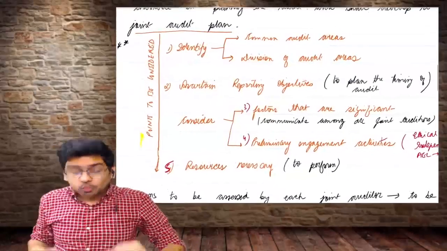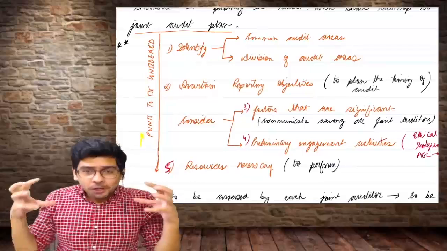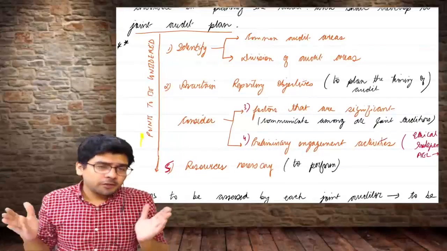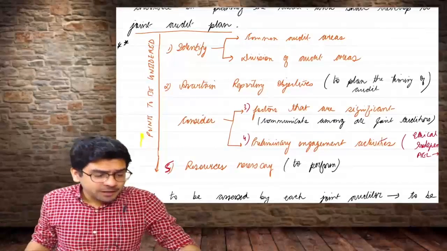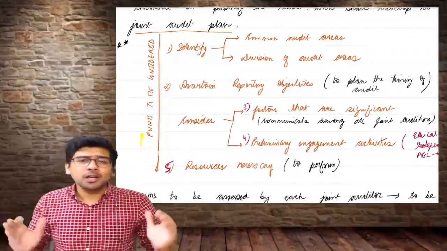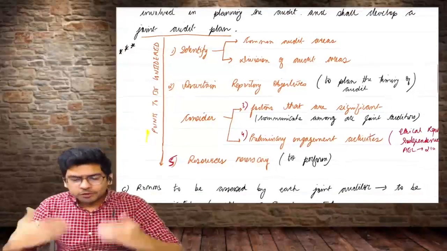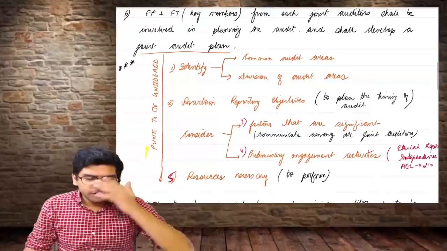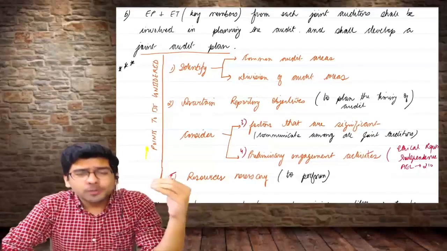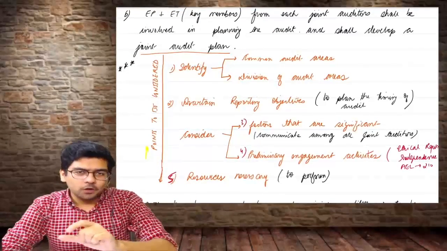And to do the entire audit, we need to plan how much resources we will be needing, what amount of time we will be needing, how many articles, how many audit staff we will be needing. So these are the 5 points. Please mark it as important whenever you take it down. They may ask you a direct question: what are the points to be considered in joint audit plan.